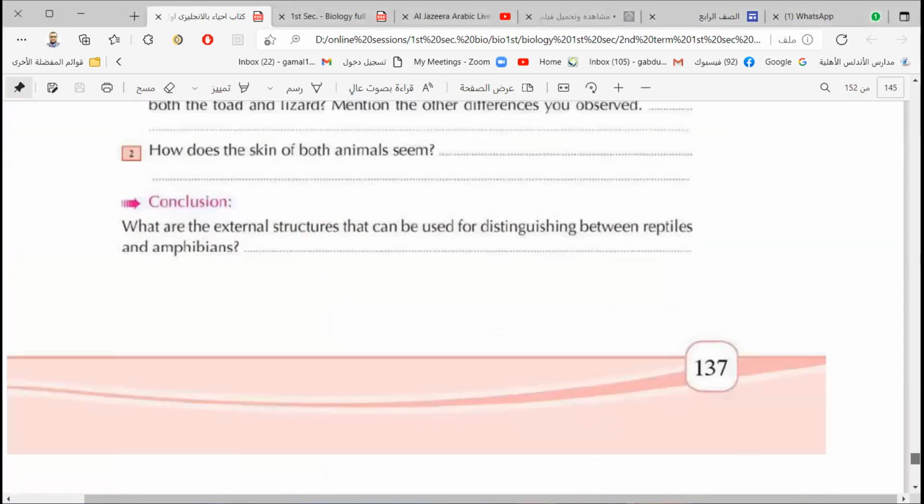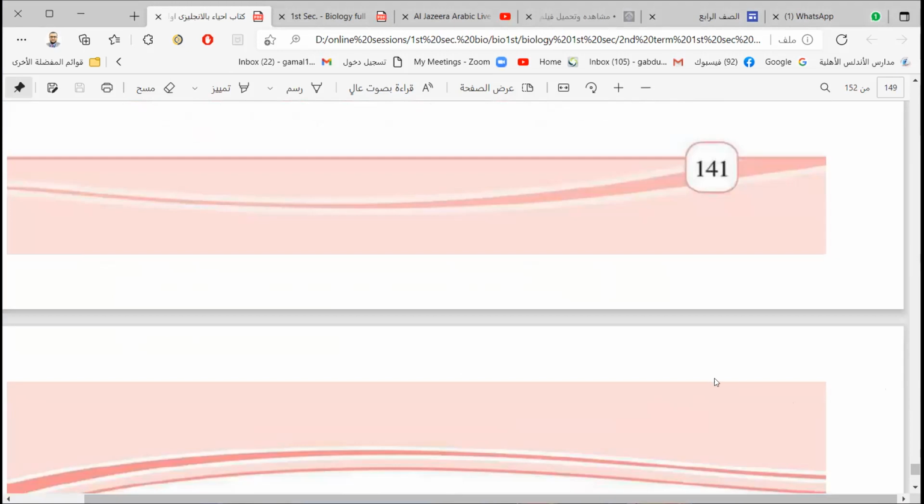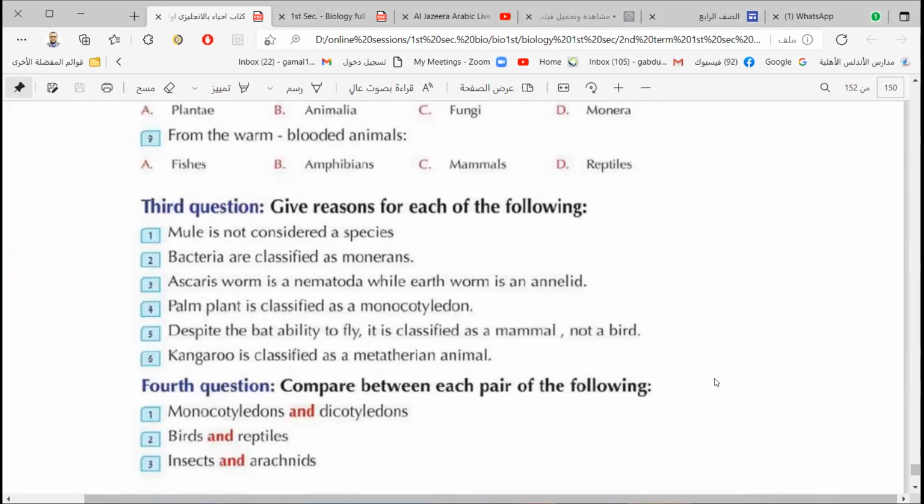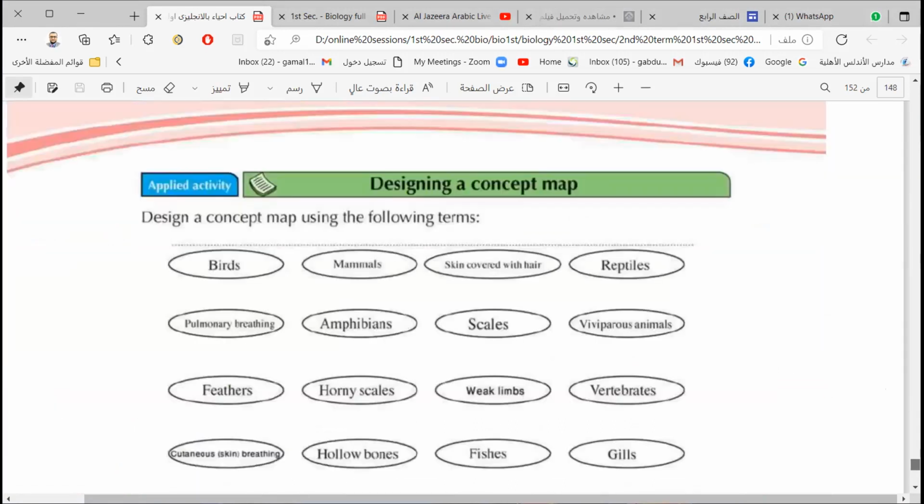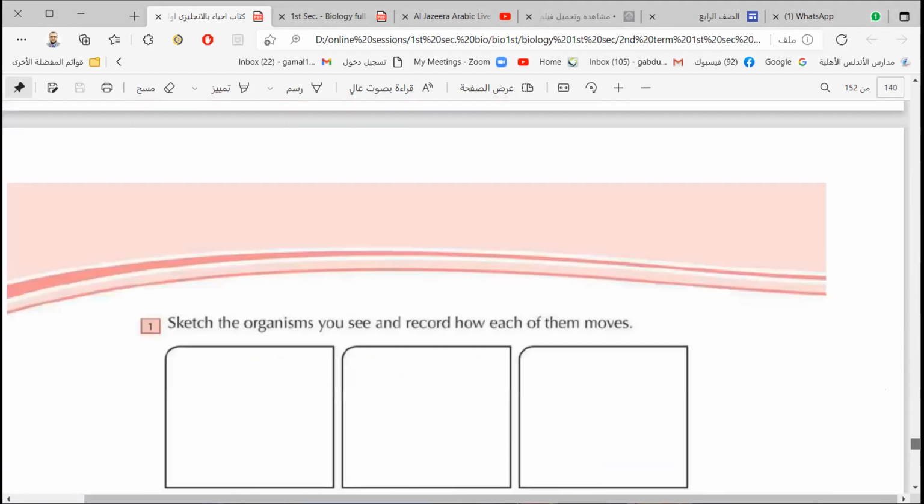Another give reason. Ascaris worm is nematoda, while earthworm is annelida. What is the difference between nematoda and annelida? Nematoda, cylindrical worm, and annelida. Let's compare between nematoda and annelida. Let's go to the worms.